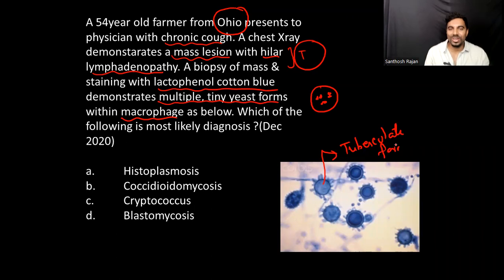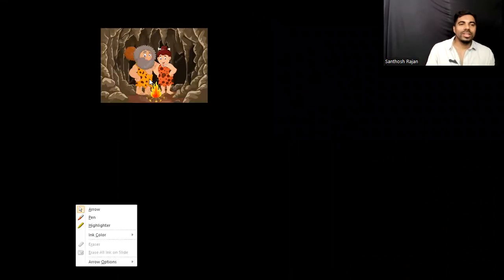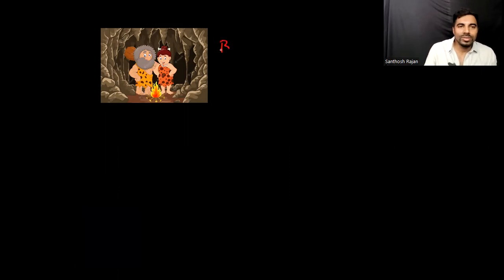this is a tuberculate form. Okay. This is a tuberculate form. Now, what is your diagnosis? Very easy. Look at this one. Look at this picture. What happened here in this picture? You see very carefully. Here, the boyfriend, this guy, see, where are these two inside?